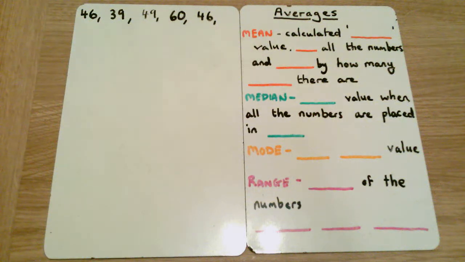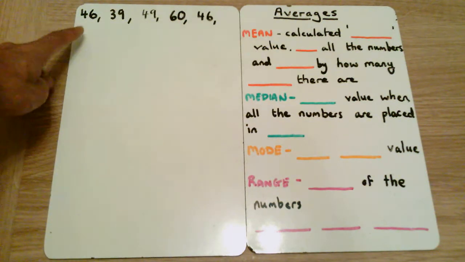Hello everyone, today we're looking at the topic of averages and we'll be looking at a few key definitions and then applying them to a few different examples. Now the definitions we're going to look at are what we call the mean, the median, the mode and the range. And we're going to start with this example on the left hand side where we've got 5 numbers which are going to represent the different heights of different plants.